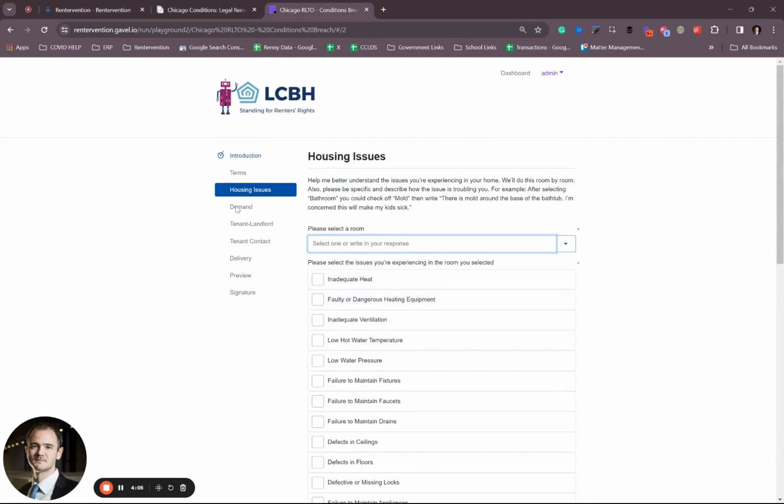And as we go through it, we can identify a specific demand, furnish some information about the tenant and their landlord, how contact information works, and delivery, right? And this is one of the beauties of Gavel's native Zapier integration: I can take this document and I can send it to the landlord via email. I can send it to the landlord via certified mail return receipt requested in addition to regular mail, and even text images of the document to the tenant that they can then forward to their landlord.